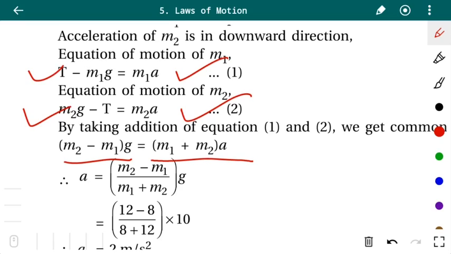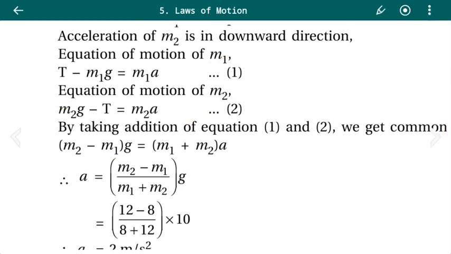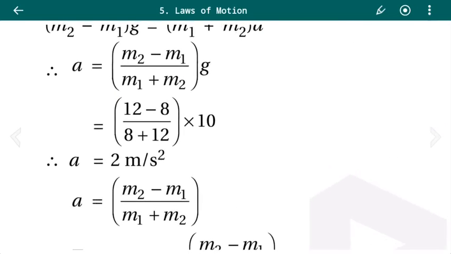Here we need to find the acceleration, so take a as the subject, taking m1 plus m2 on the other side, we get m2 minus m1 upon m1 plus m2 into g. Now substitute the values of m1, m2 and g. We get 12 minus 8 upon 8 plus 12 into 10. That is a equals 2 meter per second square.